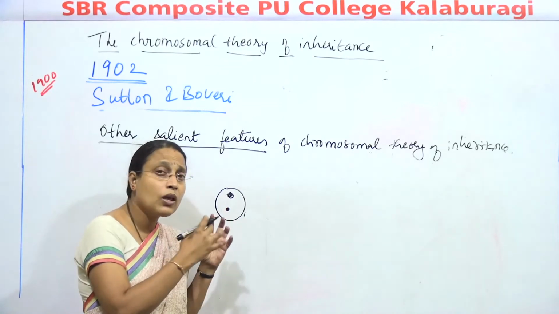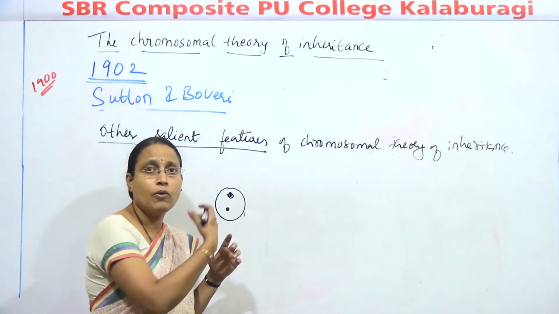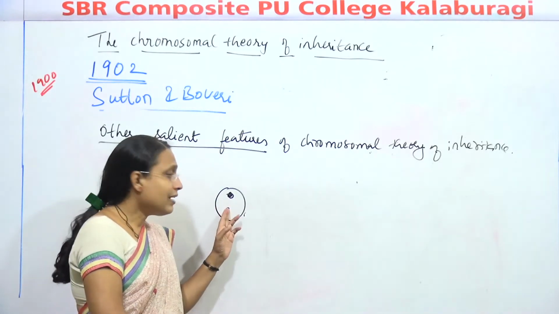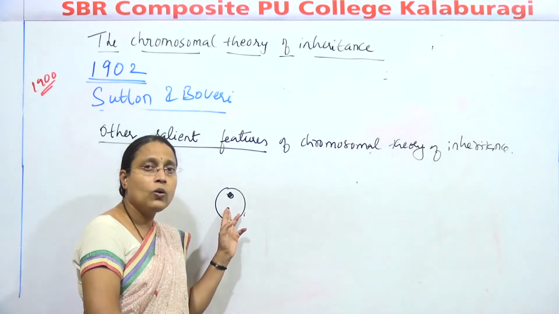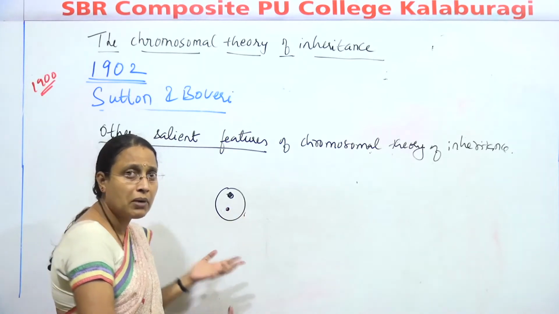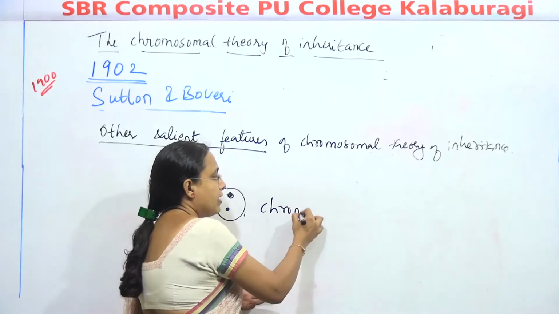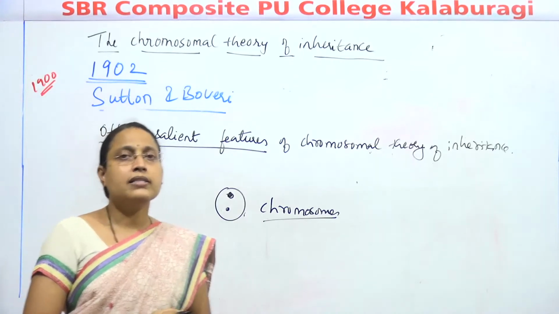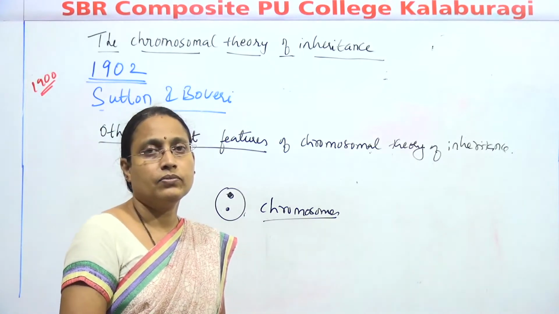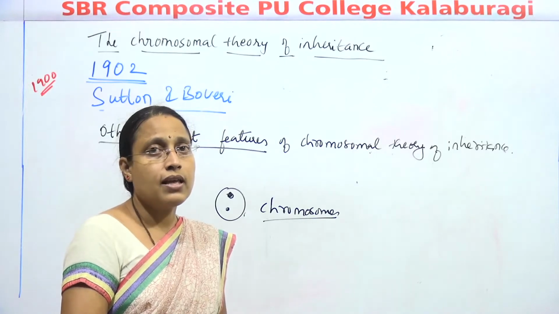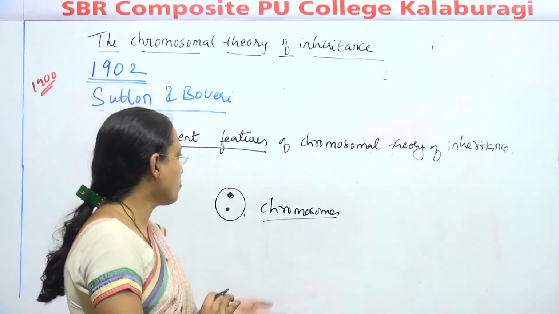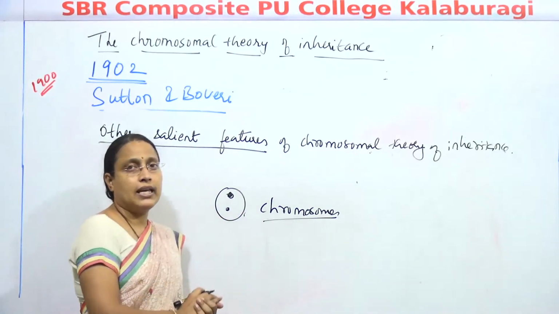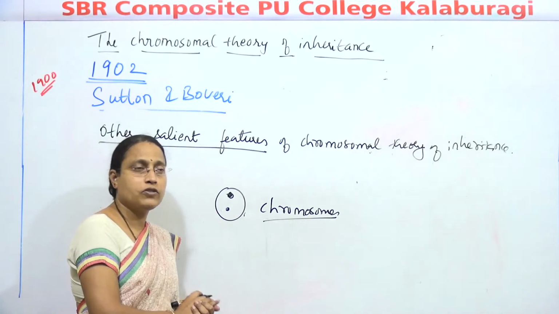So there is something in the nucleus that transfers the characters from parents to offspring, from one generation to the next. That substance present inside the nucleus is called nuclear material. What was that nuclear material known as at that time? It is called chromosomes. Therefore, chromosomes are the vehicles of heredity. Why? They are present in the nucleus, and it is because of the contribution of the sperm's nucleus into the ovum. Both contribute equally to the genetic information of the offspring.